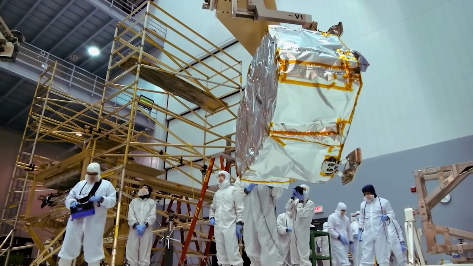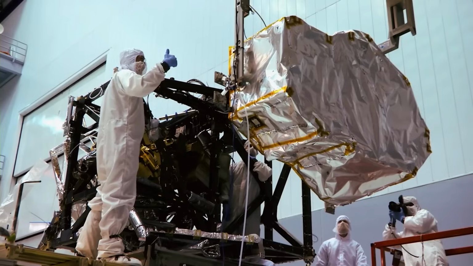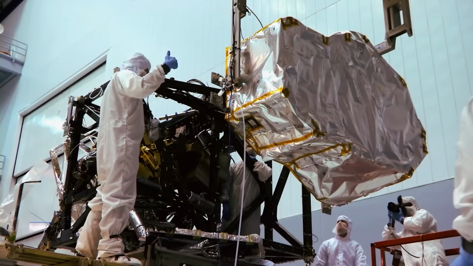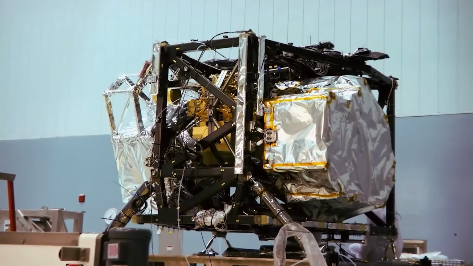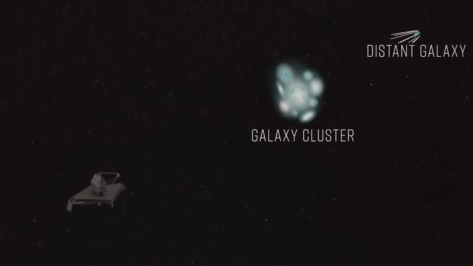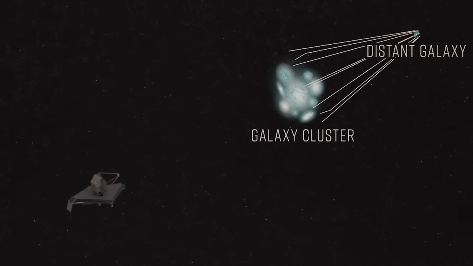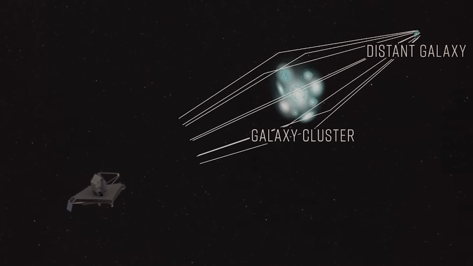The fine guidance sensor and near-infrared imager and slitless spectrograph are a combination of two instruments. The fine guidance sensor will be used to keep the James Webb Space Telescope pointed accurately at its targets, while the slitless spectrograph will be used to take images and spectra of objects in the near-infrared spectrum.